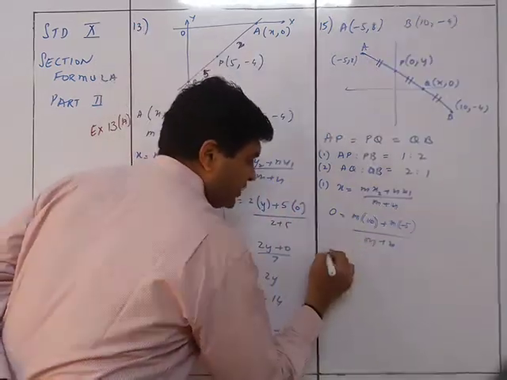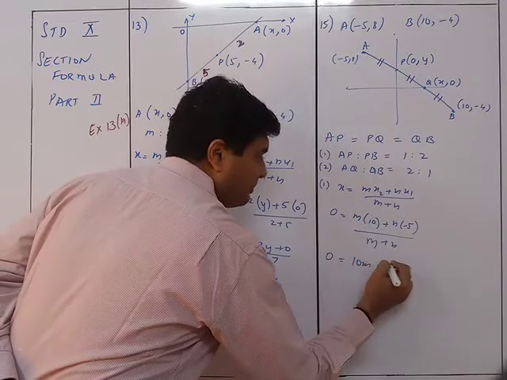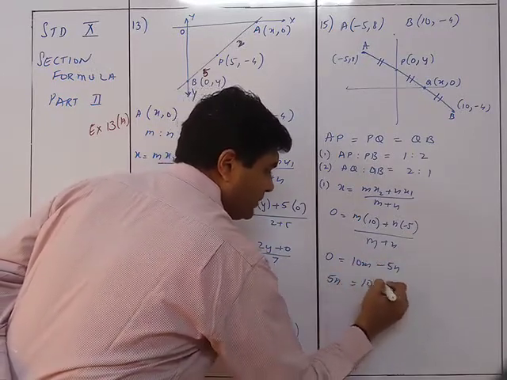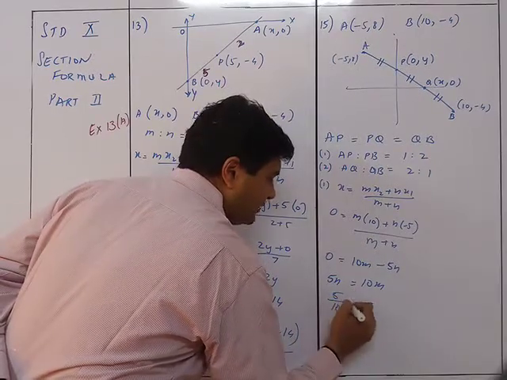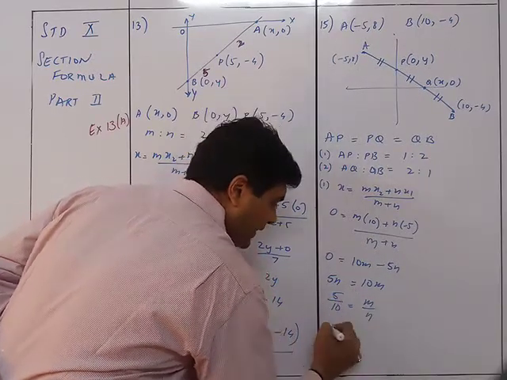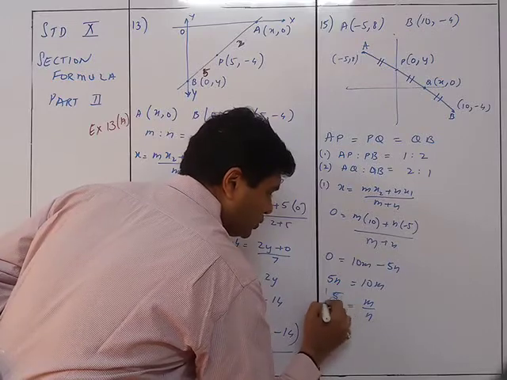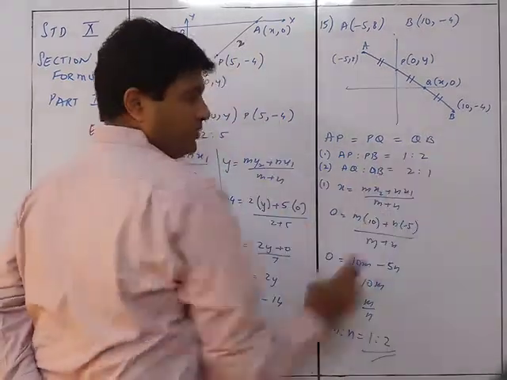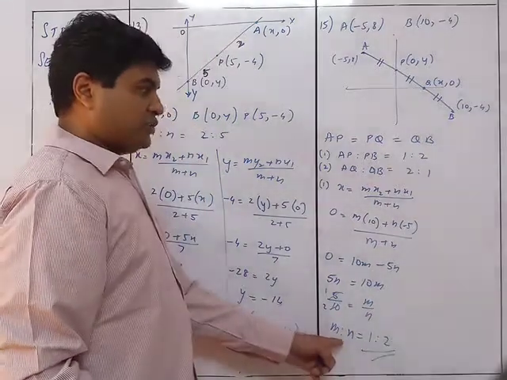So this gives me 0 is equal to 10m minus 5n. So that is 5n is equal to 10m. So 5 upon 10 is equal to m upon n. So m is to n is 1:2. That is what we wanted. So that's the first part.